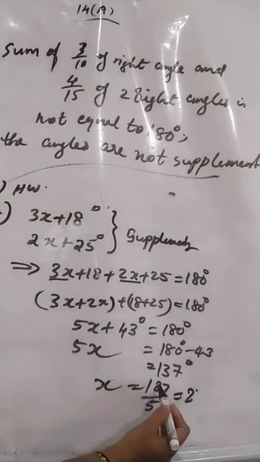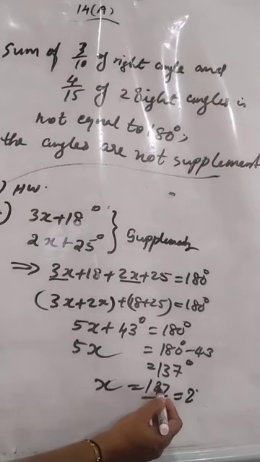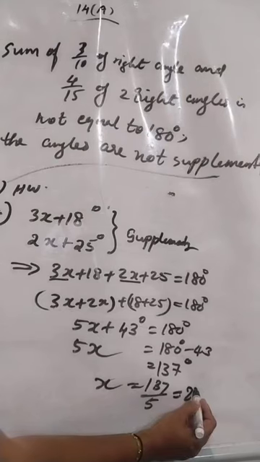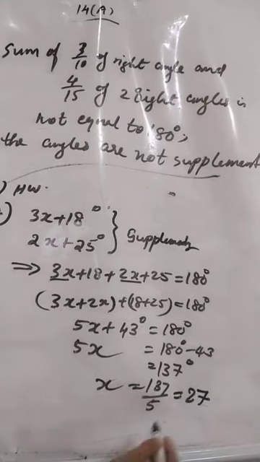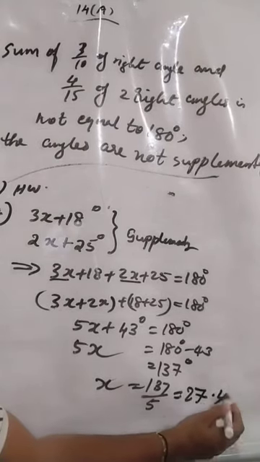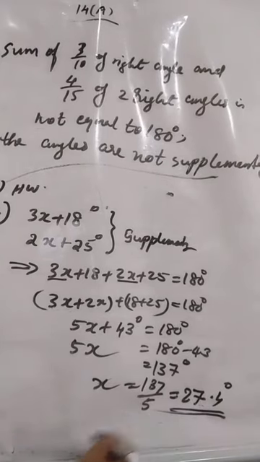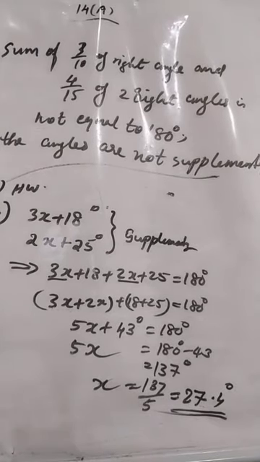2 5s are 10 and remainder 3, 37. So 7 5s are 35, remainder 2, 20. So 4 5s are 20. 27.4 degree is the value of x.